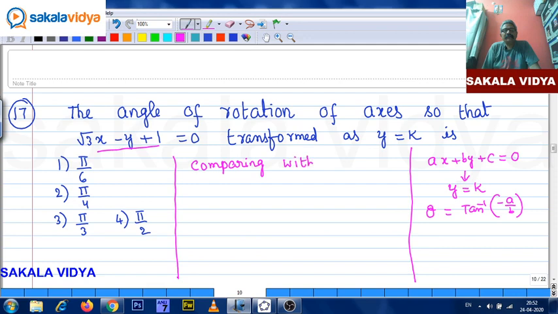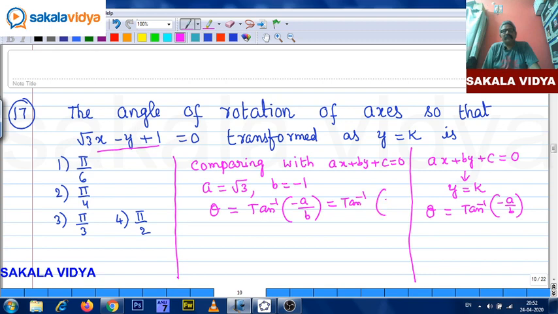That means now we need to compare this equation with ax plus by plus c equals to 0, the general equation of a straight line. a equals to root 3, b equals to minus 1, c is not necessary for us. Theta, the angle of rotation, is equal to tan inverse of minus a by b. So, that is tan inverse of minus root 3 by minus 1, that is tan inverse root 3. Tan inverse root 3 equals to 60 degrees, pi by 3. So, the angle of rotation is pi by 3, third option.